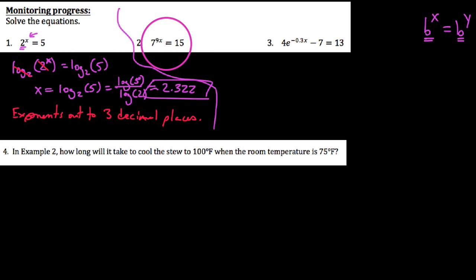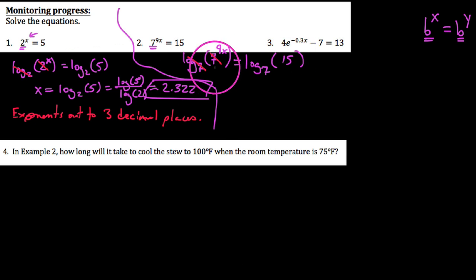Looking at number 2 here, I notice 7 to the power of 9 times x is equal to 15, and 15 is not easily written as a power of 7. So again, what I want to do is isolate the base here. Because 7 to the power of something is already by itself on the left-hand side of this equation, we'll do very much the same thing we did in the last problem and take the log of both sides, except in this case we want to be very clear that we're going to use a log base 7 on both sides, just because what we have here is an exponential expression with base 7.